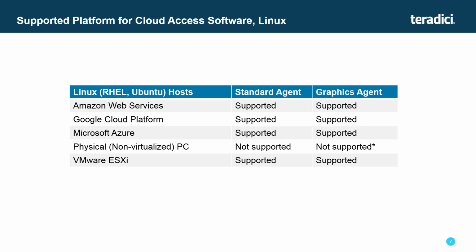Cloud Access Software for Linux is a little bit different than the Windows version. Of course, we support both the standard and graphics agent on all three of the public clouds, as well as on-premise ESXi. The limitation is that physical workstations are not supported with either the standard or graphics agent. If you'd like to see support for the Linux graphics agent on physical workstations, please reach out to your Teradici support representative.